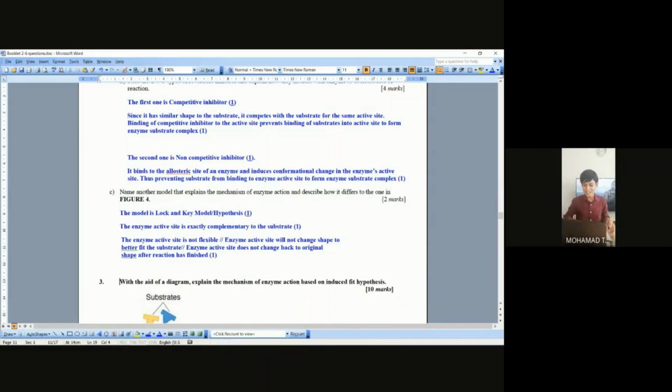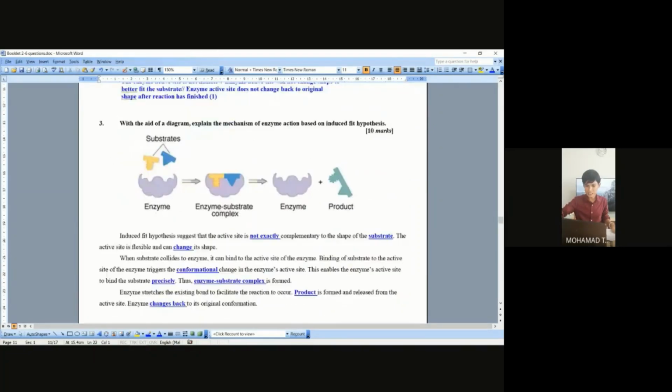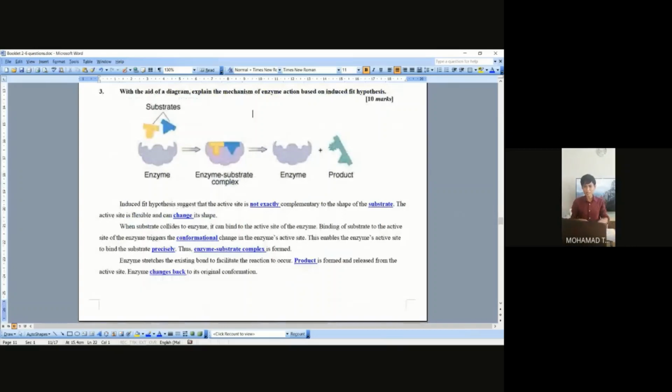All right. Okay, so settle for structured questions. So let's have a look at essay questions. All right. So with the aid of diagram, explain mechanism of enzyme action based on induced-fit hypothesis. So based on my experience, okay, you have to practice with this drawing.